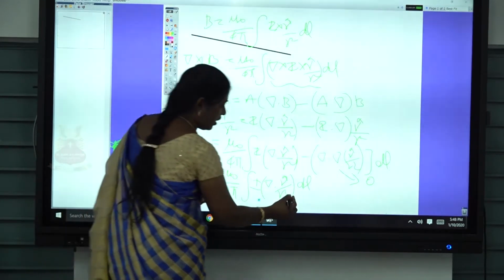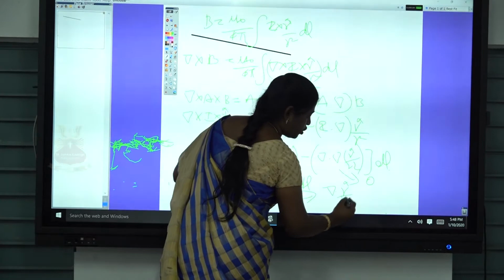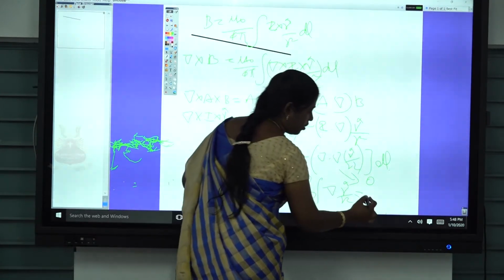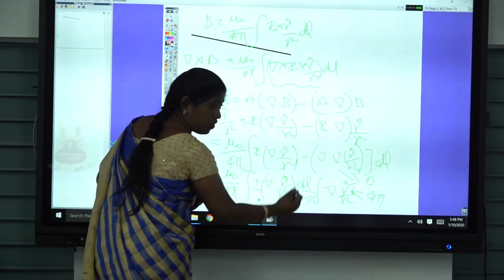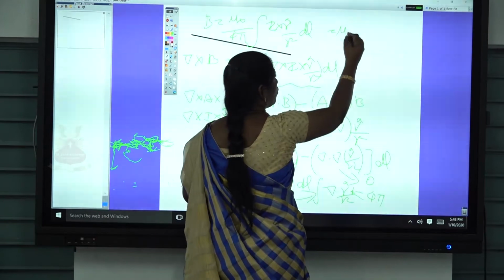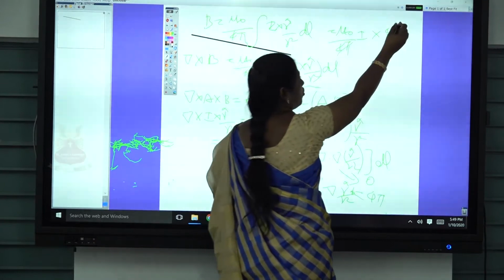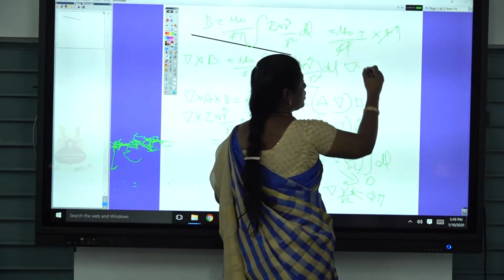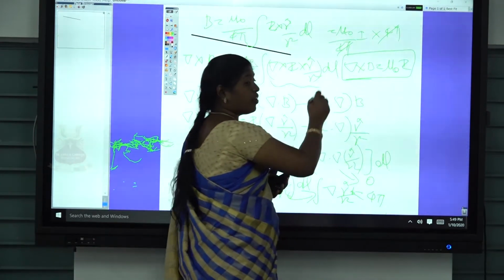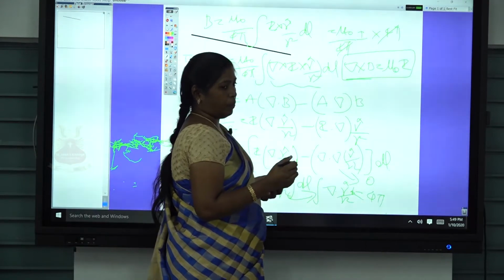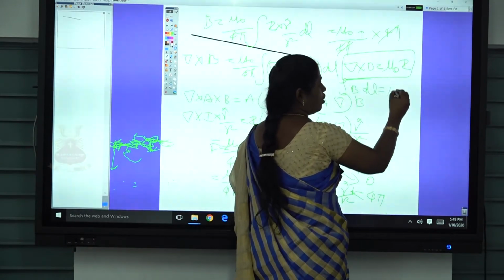In mathematical terms, the integral of del dot R cap by R square into dl is equal to 4 pi. So if we replace this value by 4 pi, we get mu naught by 4 pi times I into 4 pi. The 4 pi cancels, and we get del cross B equal to mu naught I. This is the differential form of Ampere's law. The integral form of Ampere's law is the integral of B dot dl equal to mu naught I.